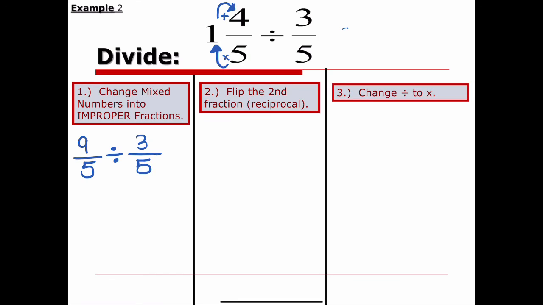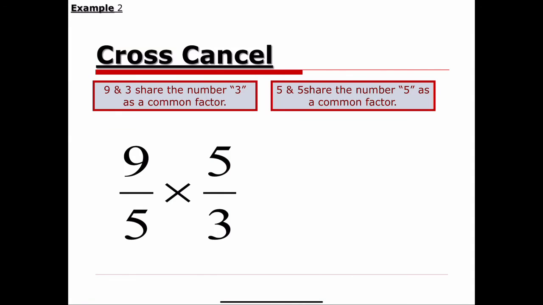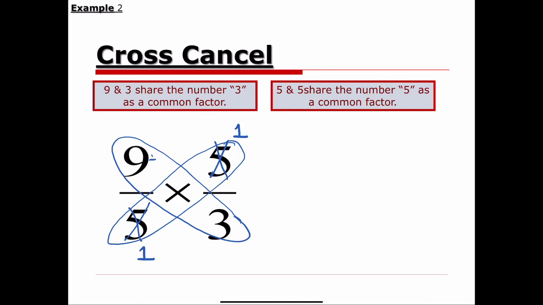Now the next step, we're just going to combine these two steps together. We're going to flip the second fraction and change division into multiplication. So leave 9/5 alone, change division to multiplication, and then change 3/5 to 5/3. Okay, now at this point, we're ready to cross cancel. In this problem, both of the diagonals can be cross canceled. So the 5s can both turn into 1. And the 9 and the 3 can both be divided by 3. 9 divided by 3 is 3, and 3 divided by itself is 1.